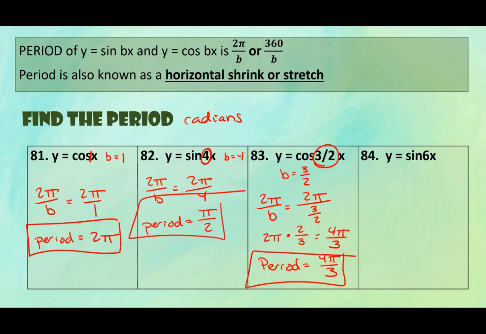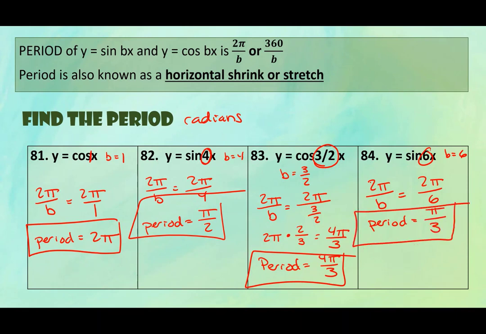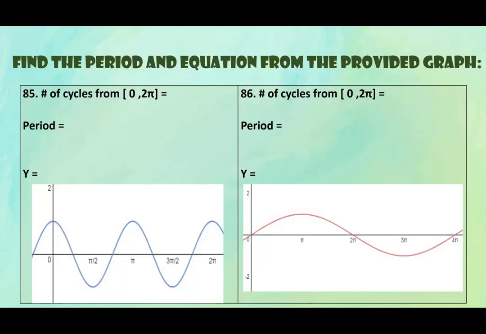Okay, in our last example, we have 6x, so b is equal to 6. And we know that the period is equal to 2 pi over b. So now we have 2 pi over 6, which means our period, when reduced, will be pi over 3. So finding period from an equation is not the hard part here. In fact, I hope everybody is able to do this part. What gets a little tricky is when you're looking at graphs. So let's look at these guys here.